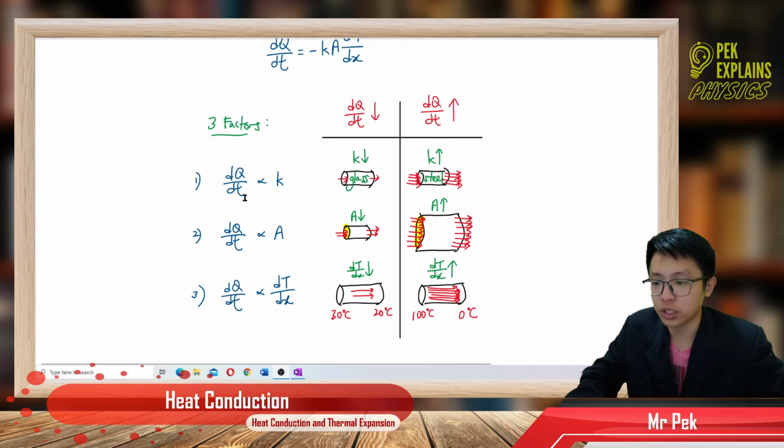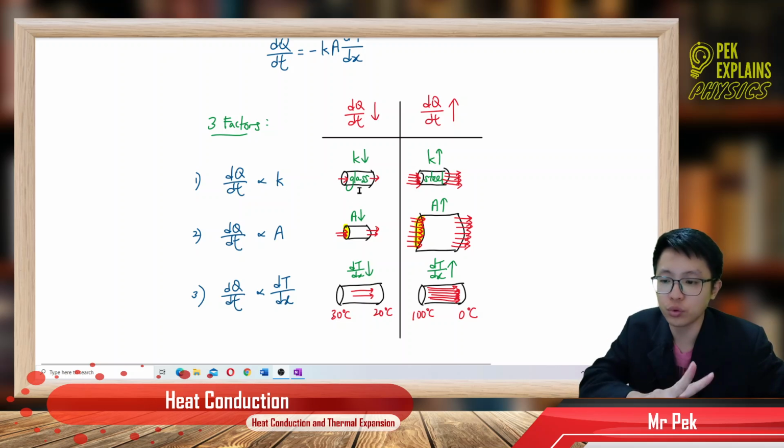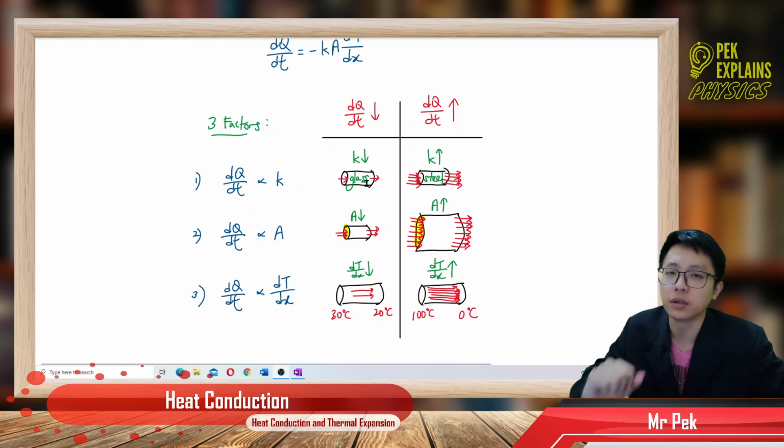Rate of heat flow, dQ over dt, is proportional to thermal conductivity. That means the higher the thermal conductivity, the higher the rate of heat flow. How to understand? For example, let's say I have two different materials. Thermal conductivity K differs by material. Different material, different K. So we have two materials here, the glass and steel. They have different thermal conductivity.